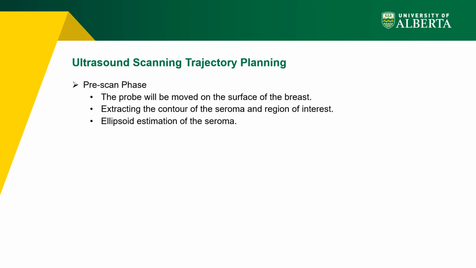In the pre-scan phase, the probe will be moved on the surface of the breast, either manually by sonographer or some naive autonomous US scan. The position and orientation of the probe at each point is being recorded for further processing. The contour of the seroma and region of interest will then be manually segmented to estimate the location and shape of the seroma. The seroma inside the breast will be approximated as an ellipsoid for geometrical analysis simplification.